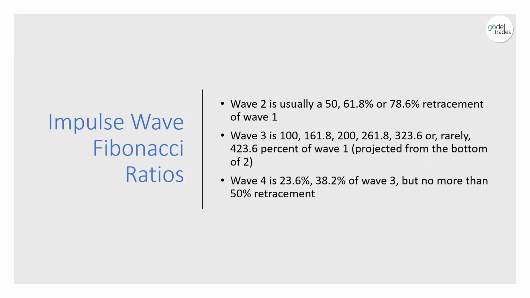Some impulse wave Fibonacci ratios. As mentioned, your wave 2 will generally retrace between 50 to 78.6% of the wave 1 move. Another way you can determine whether or not you're going to get a 50, 61.8, or 78.6 is to really identify the corrective structure. So if you're in a wave 2 and you've got support marked at 61.8%, but you get to, let's say, 50% and you have a completed corrective structure, chances are your wave 2 correction is over and it's time to go to work in wave 3.